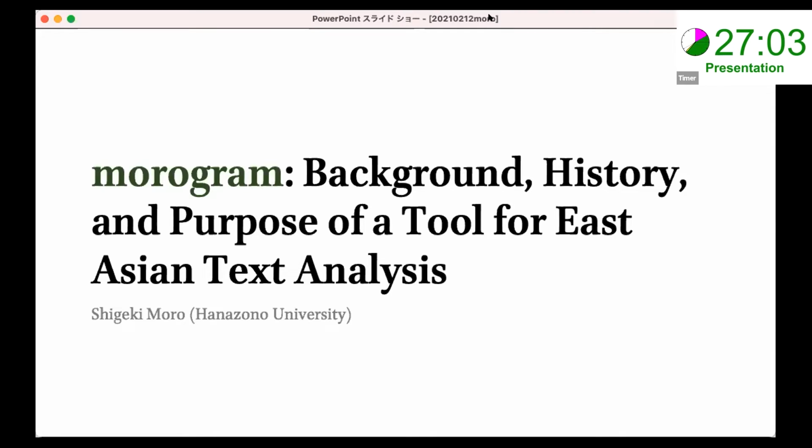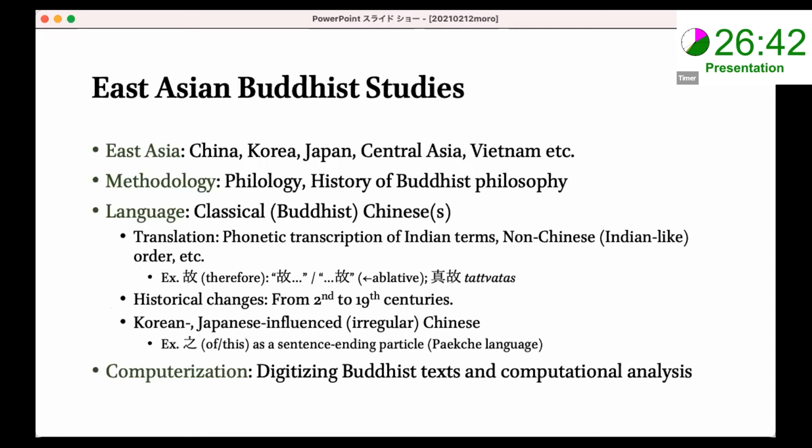Today, I would like to talk about the tool I have developed called Morogram. Morogram is named according to my name and the Enneagram model. So I would like to talk about Morogram, the background behind its development, and its methodologies. At first, I would like to give a brief introduction of East Asian Buddhist studies.